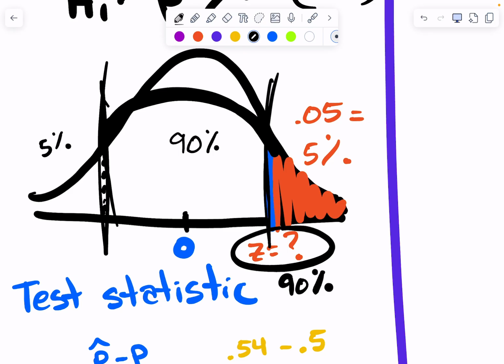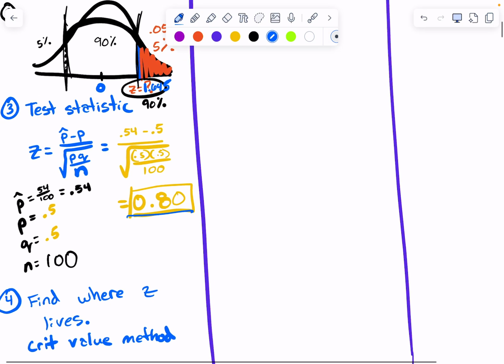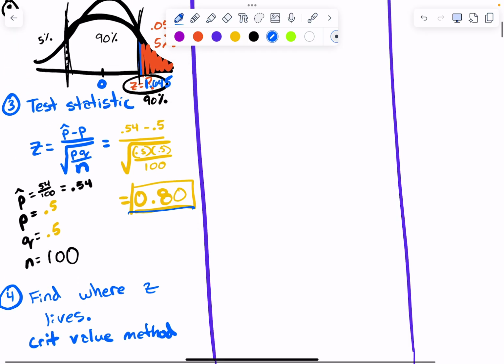Now it's very easy from here. Go to your Z chart, like the bottom corner. 90% has a z-score of what? Like 1.645. Is that true? Yeah. Okay, so if z is 1.645, that tells me where that cutoff mark is, right? Are we confused?